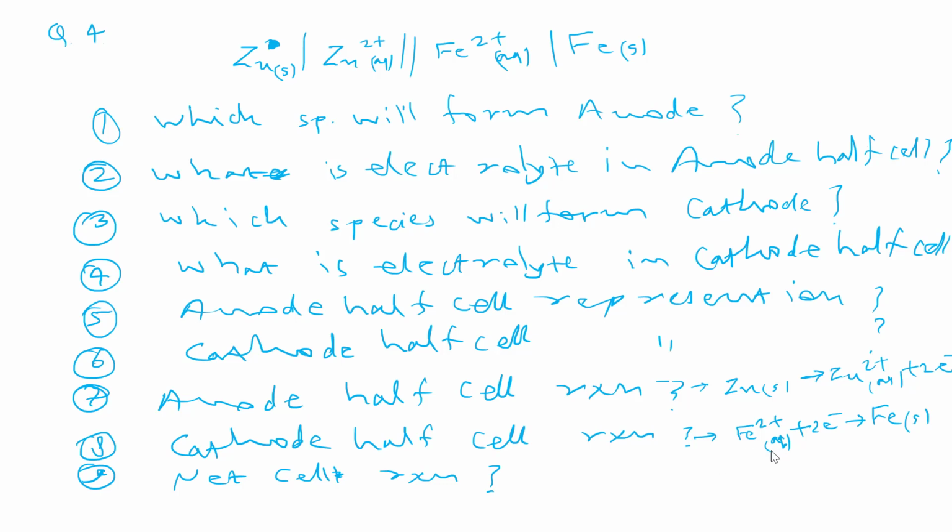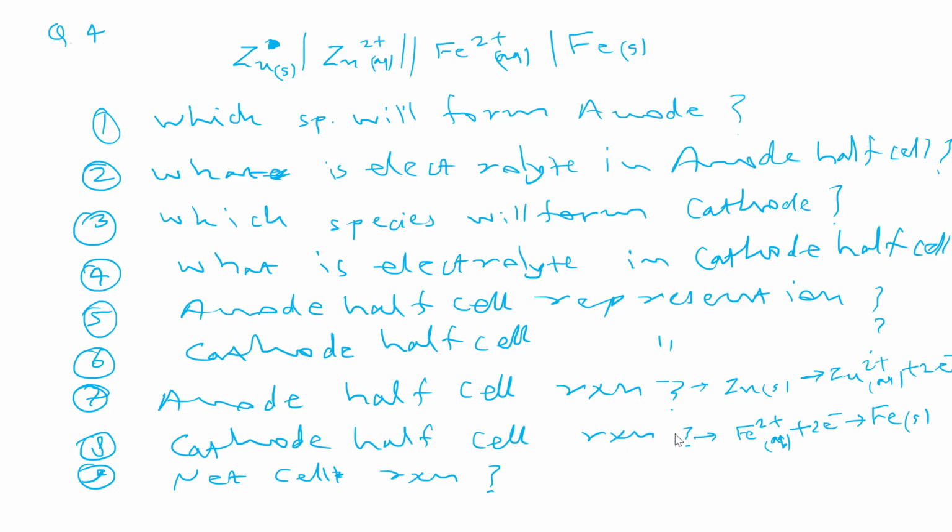As you can see, this is plus 2 charge, this is 0. So what is the difference? 2. So we are getting 2 electrons for this, and similarly for the anode reaction, it is 2 electrons. So in both the reactions, electrons are equal, so these are already balanced electron wise. Now what is the net cell reaction? Zn plus Fe+2 gives rise to Zn+2 plus Fe.